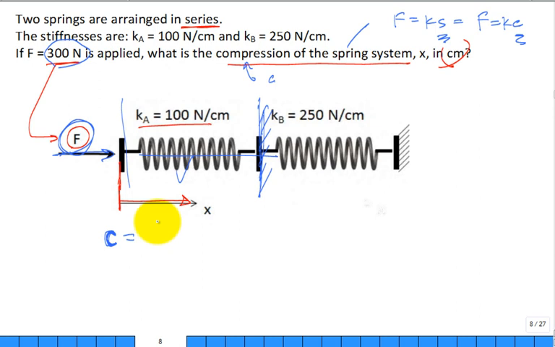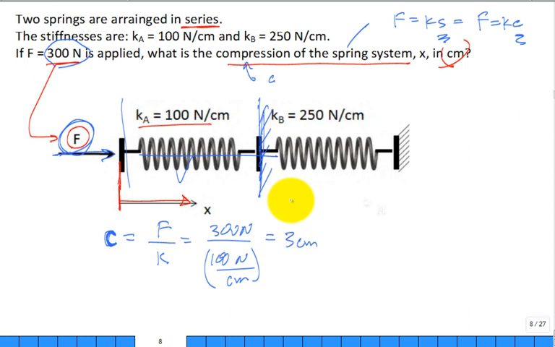Will it be the magnitude of the force divided by the stiffness of the spring? And what do you calculate for that one? 300 Newton divided by 100 Newton per centimeter. And so you get how much? 3 centimeter compression. How many people did that? Just show of hands. Quite a few.